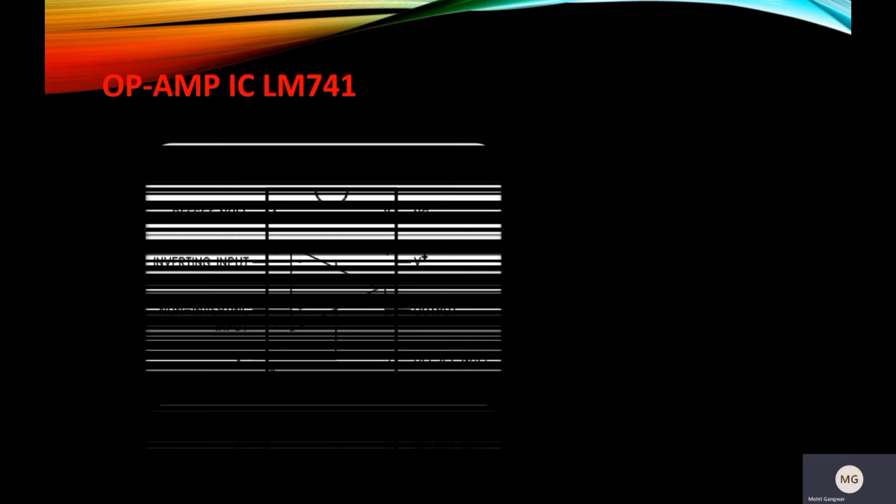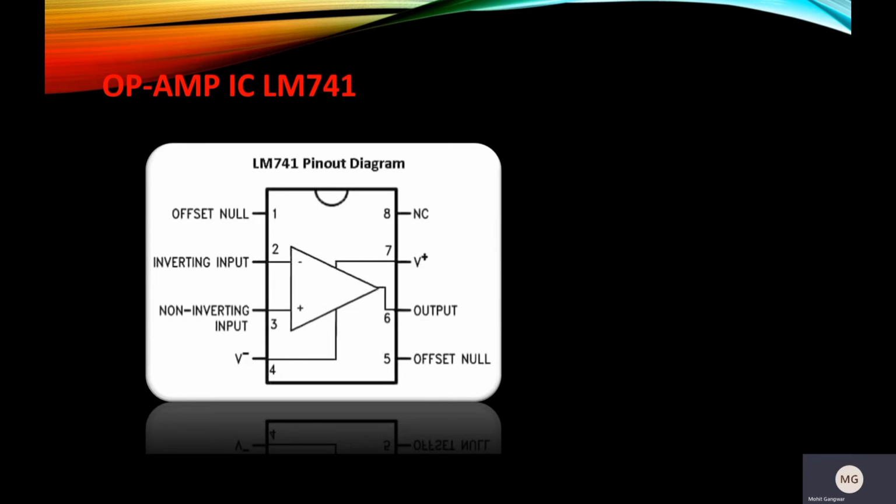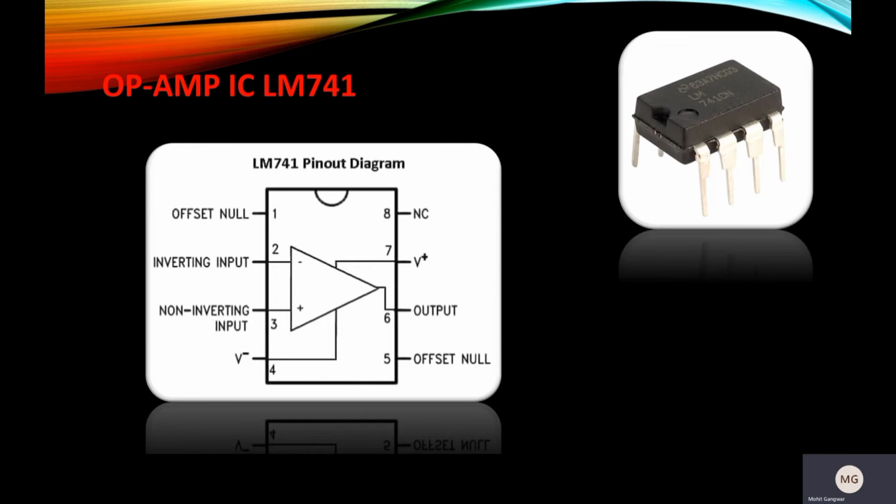This is the pinout diagram for LM741. As we see, it has an inverting input minus and a non-inverting input plus. The output in this case is taken by pin 6. This is how IC LM741 looks.